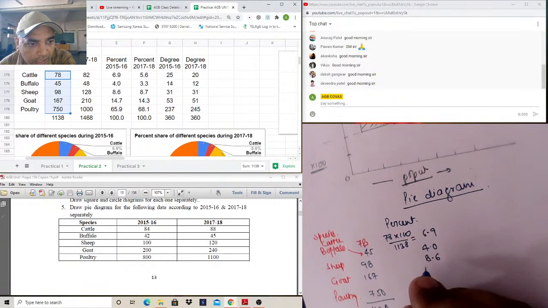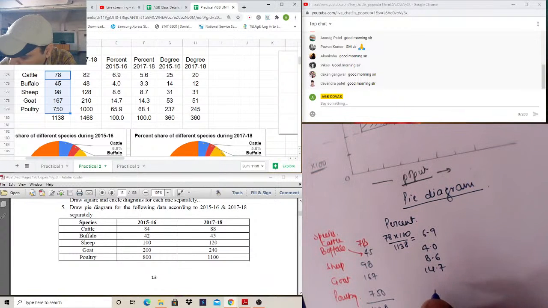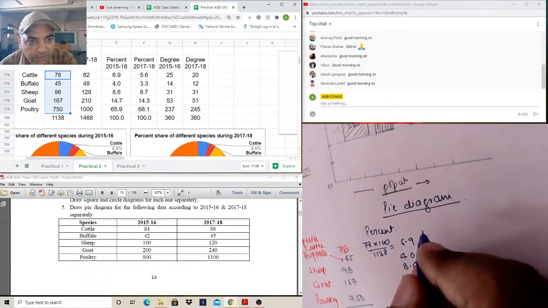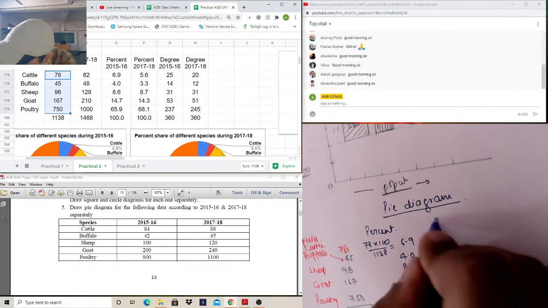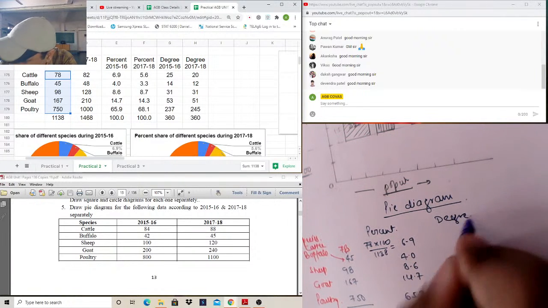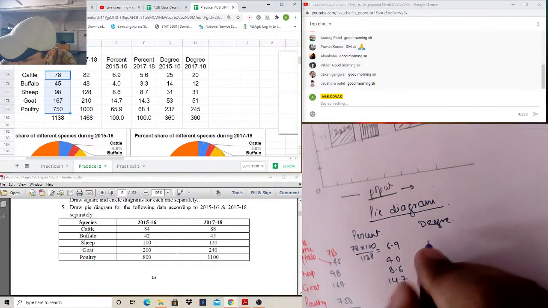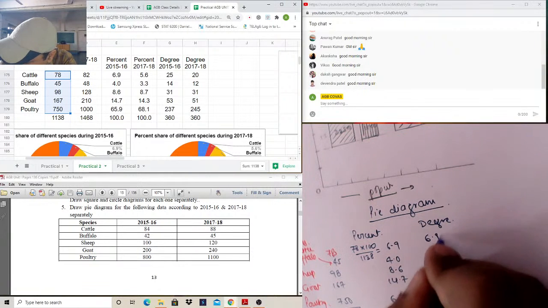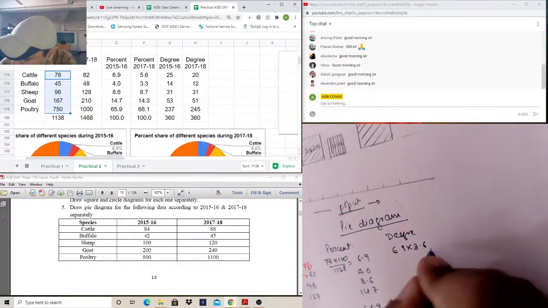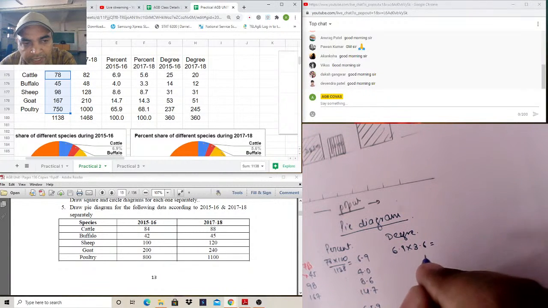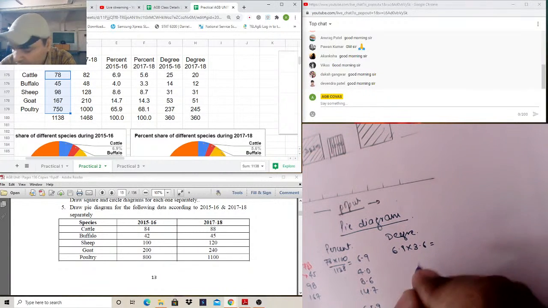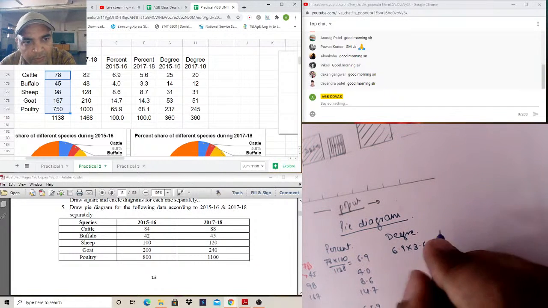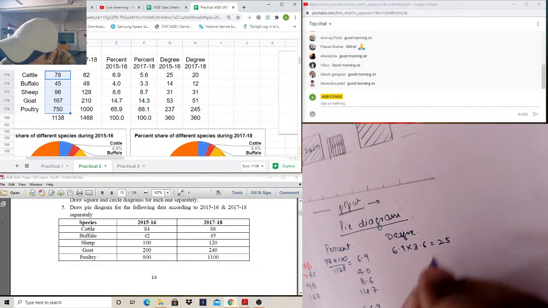Then for goat, it comes to 14.7, and for poultry, it comes out to be 65.9. Okay. Then what we have to do is find out the degree. For degree, whatever value you got, you have to multiply it with 3.6. In degrees we will not be going with decimal points, so we will round off whatever we get. So it will be 25.